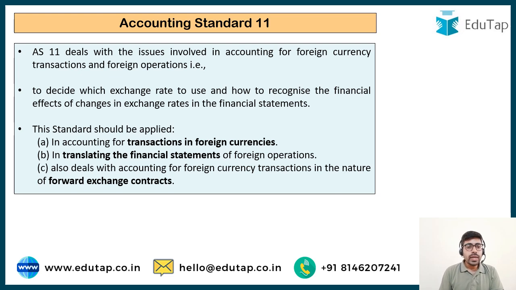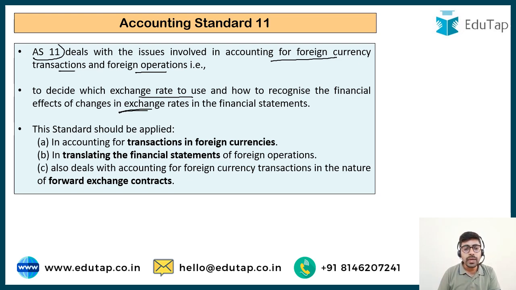So friends, accounting standard 11 deals with the issues involved in accounting for foreign currency transactions and foreign operations. Okay, it tells us which exchange rate to use, whether I should use $1 equals rupees 50, 60 or 70. And how to recognize the effect of changes in exchange rate. The exchange rate has changed from 60 to 70 to 80. How to recognize its effect on the financial statements.